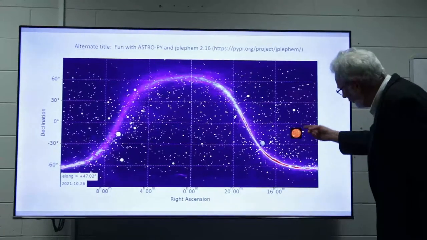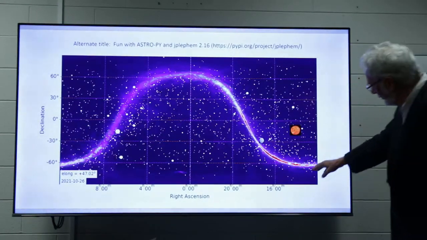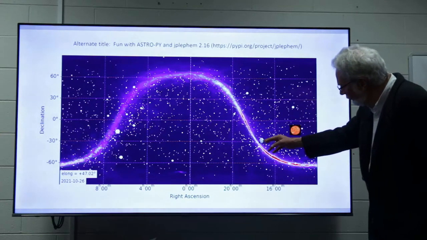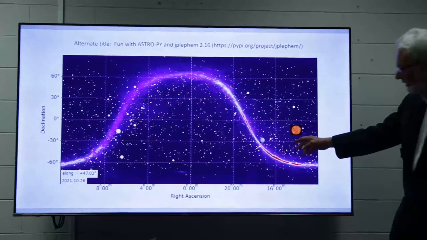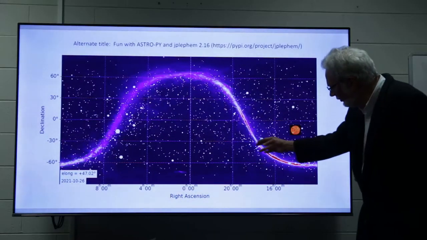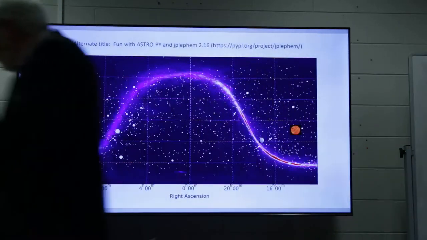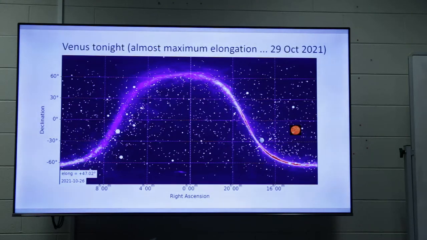But the Sun was, let's see, where are we here? We're just sort of north of Crux at this point. Venus is about to occult the galactic center. It's moving from Scorpius into Sagittarius. I can step ahead a couple of nights here. And let's see, this is still tonight.